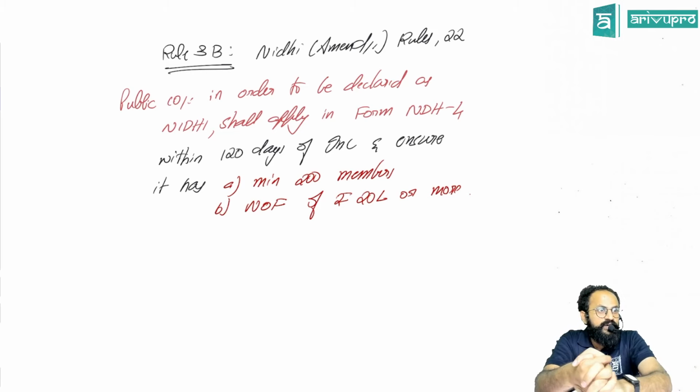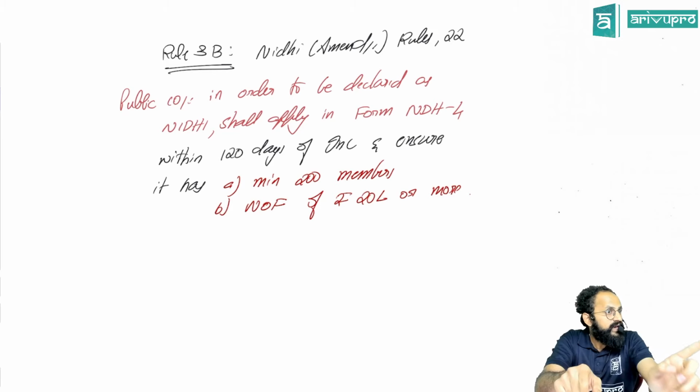Back then, people, the provisions were a little lenient. If you were not able to achieve it within 1 year, RD used to give you an approval of an additional 1 year. Now all that is not there. Maximum period is 120 days. No extension, nothing is available. Now if all of this is satisfied, within 120 days of incorporation, you need to file a form called NDH4. NDH4 is filed. Now you can go and work as a NIDHI company.